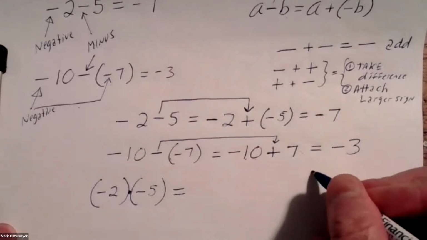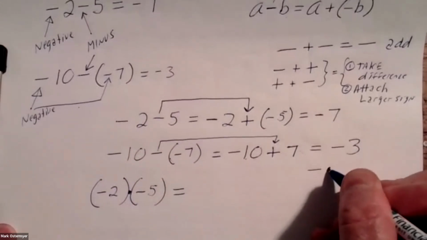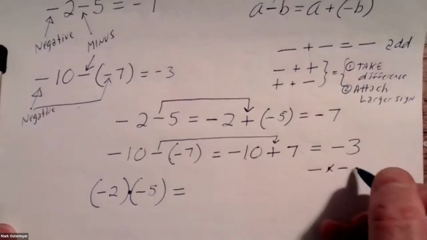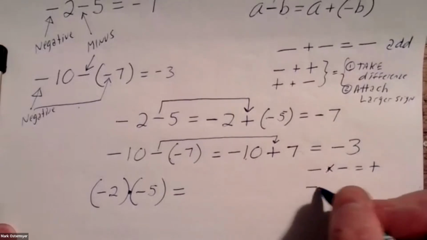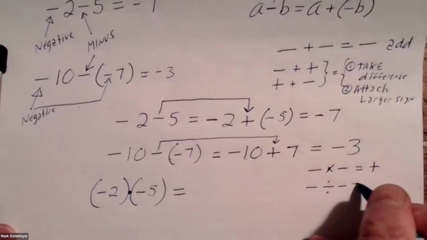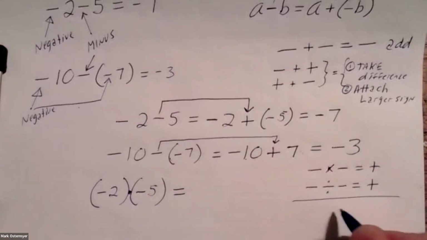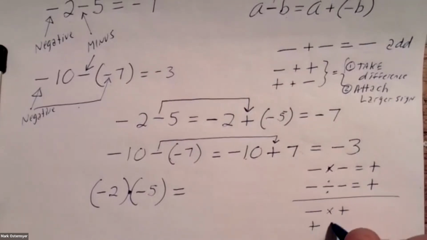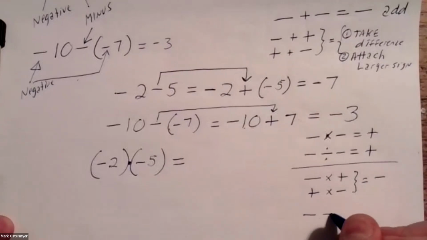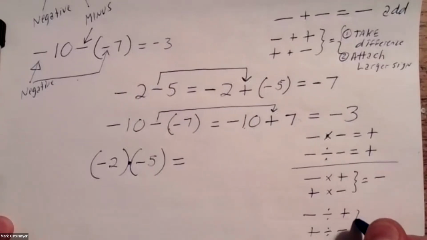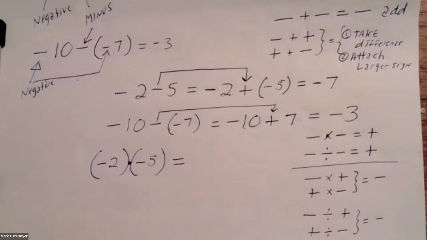Well, if you don't have a calculator, ladies and gentlemen, a negative times a negative always gives you a positive, and a negative divided by a negative also always gives you a positive. If you mix the signs and multiply or divide, you always get a negative. In other words, a negative times a positive or a positive times a negative always gives you a negative. That's true for division too. A negative divided by a positive or a positive divided by a negative, in both cases, you get a negative.